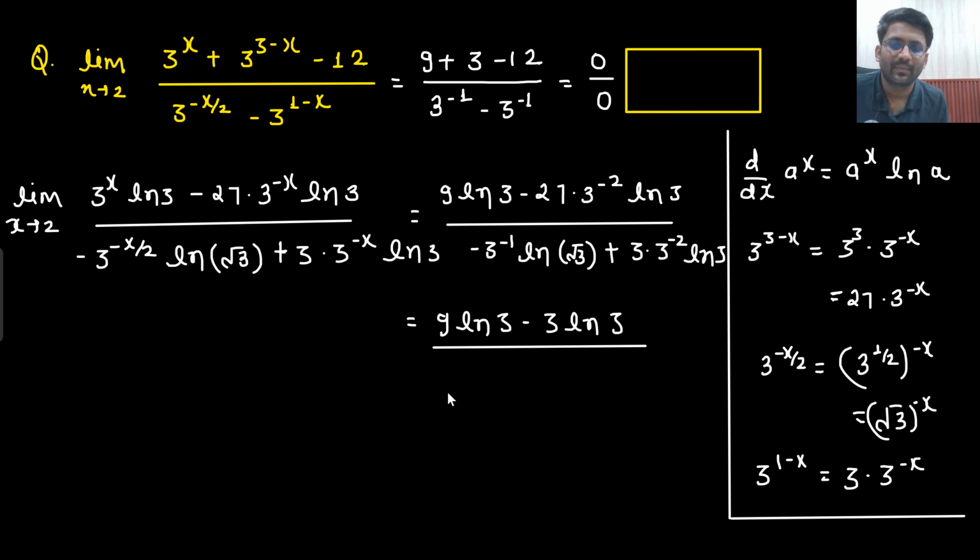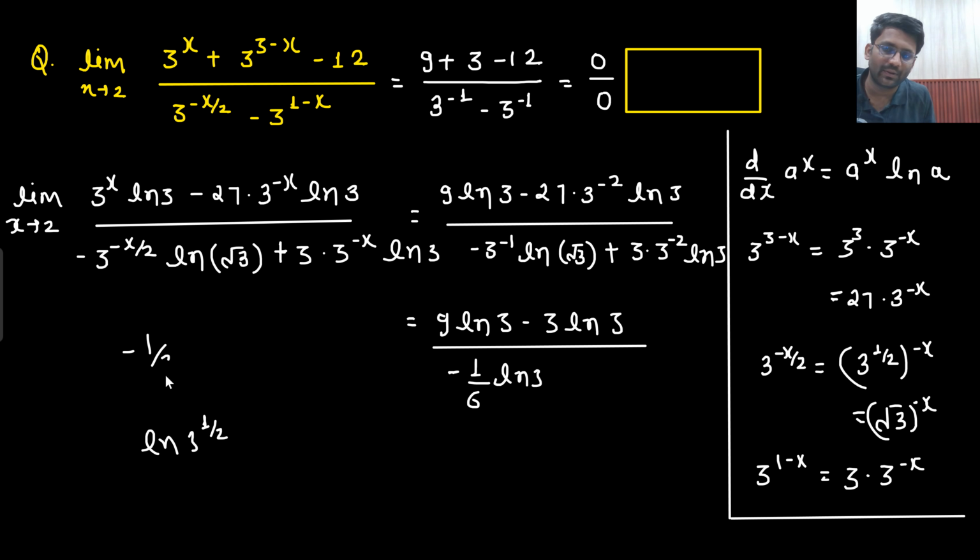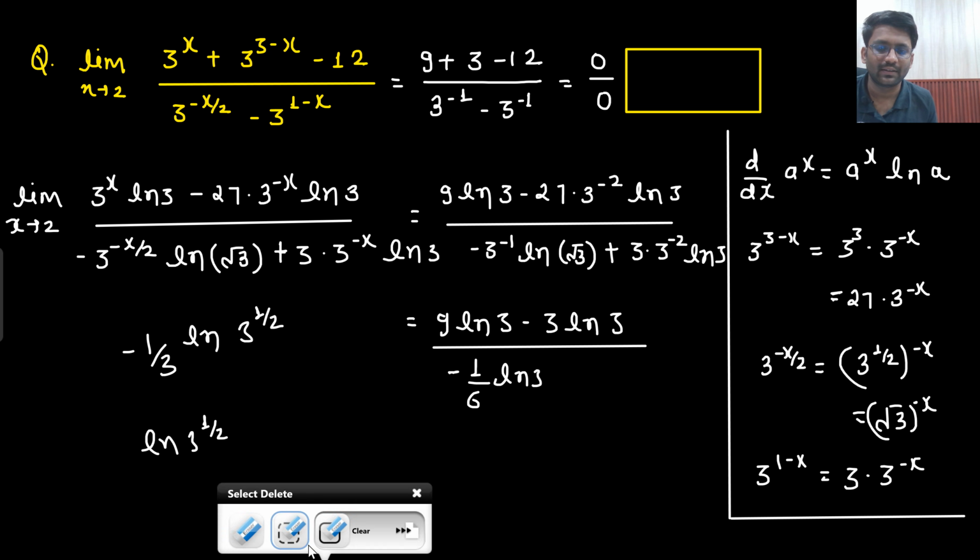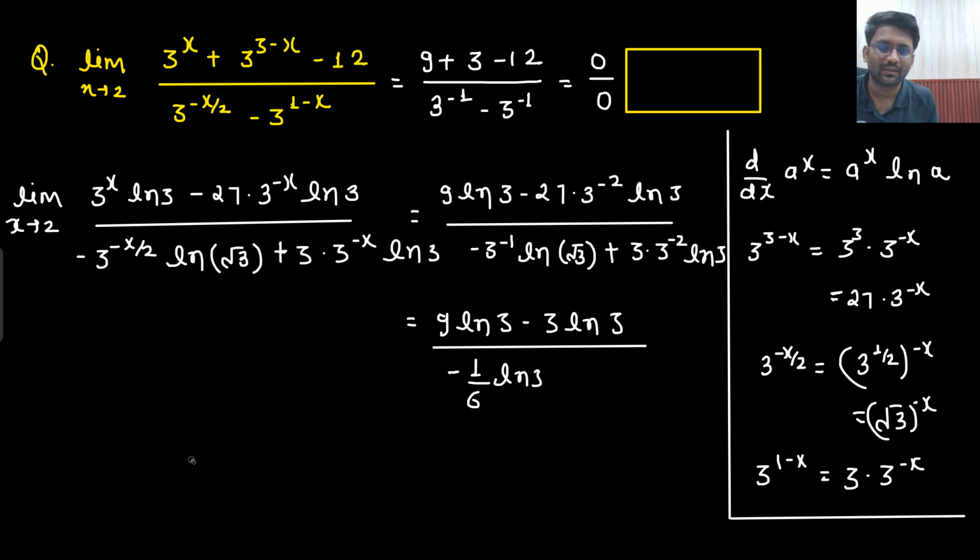So this will become minus 2 by 3, sorry, minus 1 by 6, because this is ln under root 3. I don't know why I took under root 3. So this is 3 to the power 1 by 2, ln 3 to the power 1 by 2. So 1 by 2 can come in front. So this will become minus 1 by 6 ln 3. This is minus 1 by 3 already, and then it is ln 3 to the power 1 by 2, so 1 by 2 can come in front. So that will become minus 1 by 6 ln 3. Understandable?